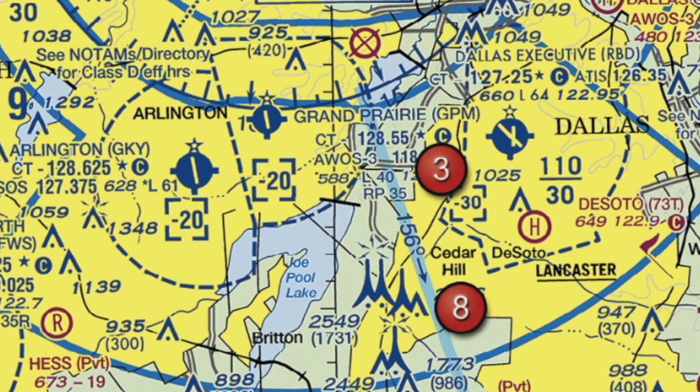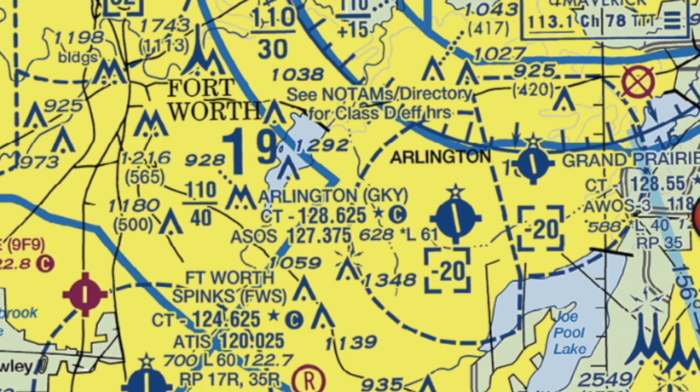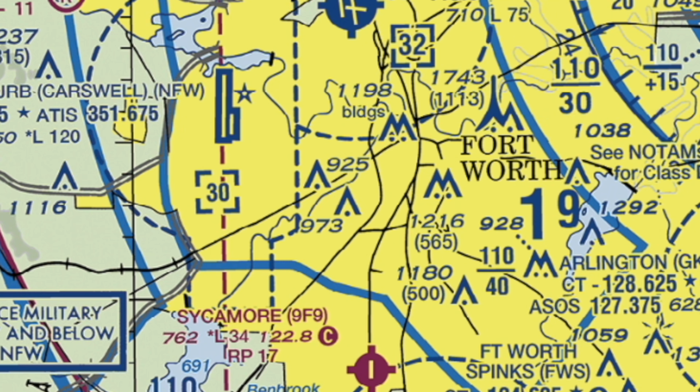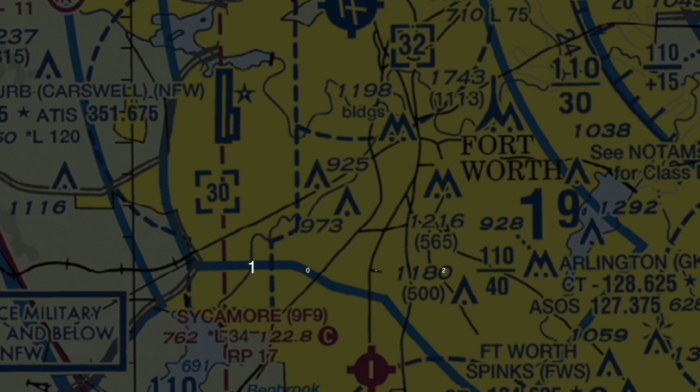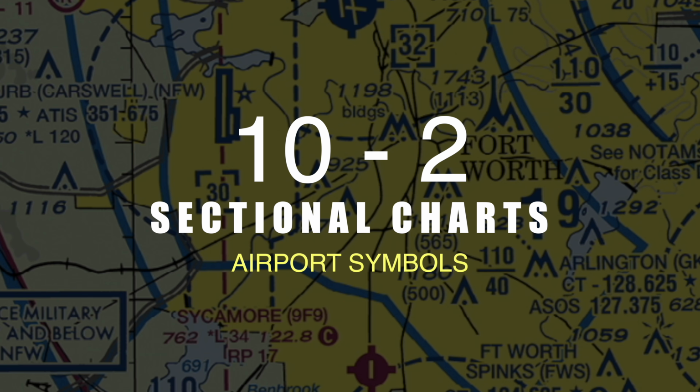Now, if the 30 with the box around it did not have a minus sign in front of it, then you would be looking at 3,000 feet MSL for the ceiling of that Class D airspace. Another common mistake is misreading airport symbols.